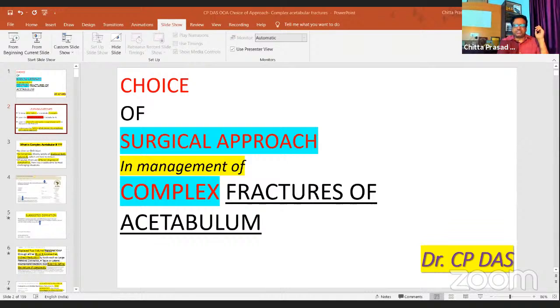My personal experience is that when it comes to the management of acetabulum fractures which do not appear straightforward, I would consider them complex fractures. Like when you get a WhatsApp message, the moment you see it, you know what approach you are going to use. If you cannot decide at that moment and you really need to go through it a little bit, see the X-ray, see the CT scans, and then decide, that is the type of fracture which is actually a complex fracture.